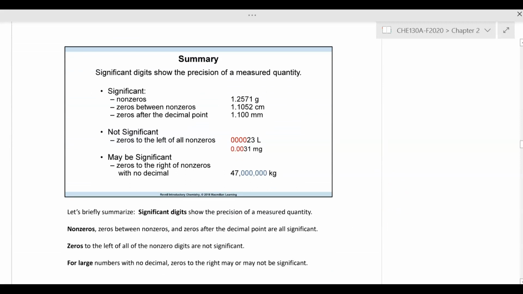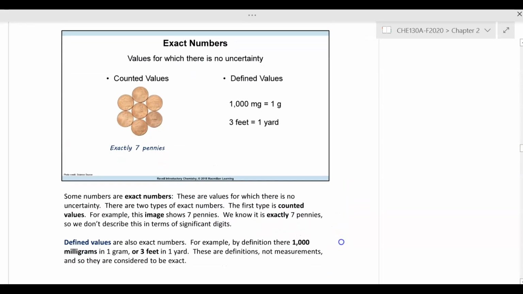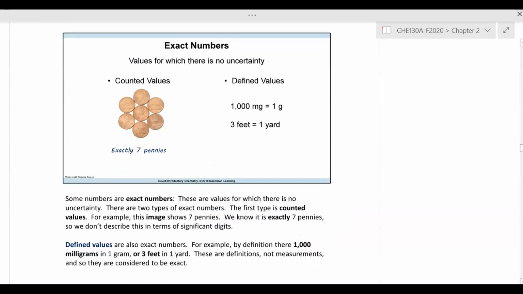So here's a summary of the rules about what can be significant, what may not be significant, and what may be significant. Again, practice is going to help you with those. There are some numbers that significant figures don't apply to. If you have a counted value, there is no error in that unless it's not really a count, it's an estimate. If you have a defined value, like a conversion factor, those significant figures don't apply to those as well.